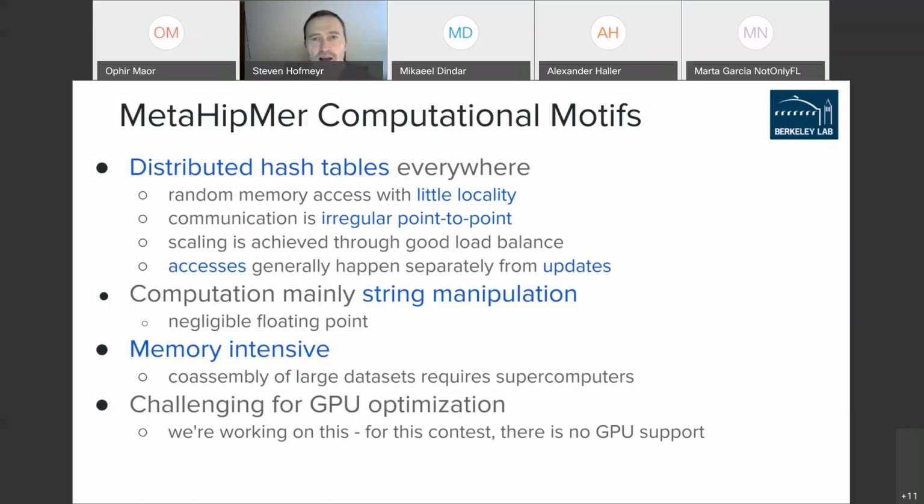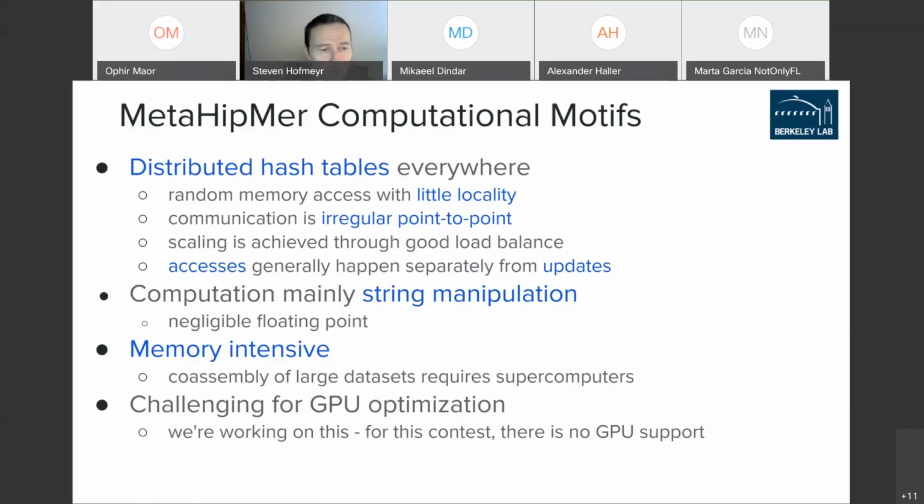and accessing the information from the distributed hash table. Another key point about MetaHipMer's computational motifs is that it has hardly any floating point, and there's no floating point in the critical path. It happens to be mainly string manipulation. And the strings tend to be packed variants of the genetic code, the ACGT. And it happens to be, as I said, very memory intensive.